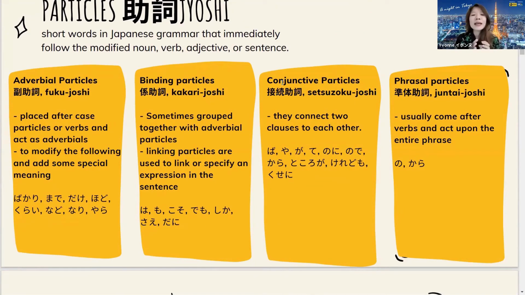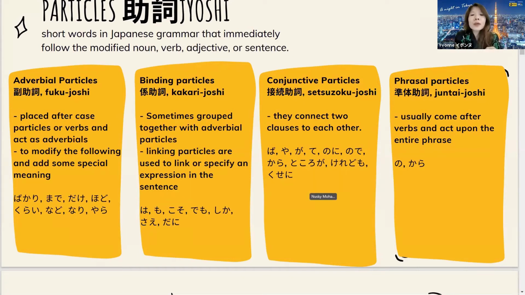Binding particle is kakari joshi. Kakari, relationship, binding them together, binding the relationship together, right? So sometimes you group it together with adverbial particle. Linking particles are used to link or specify an expression in the sentence, such as wa, mo, koso, demo, shika, sae, dani. All these are the binding relationship, okay?